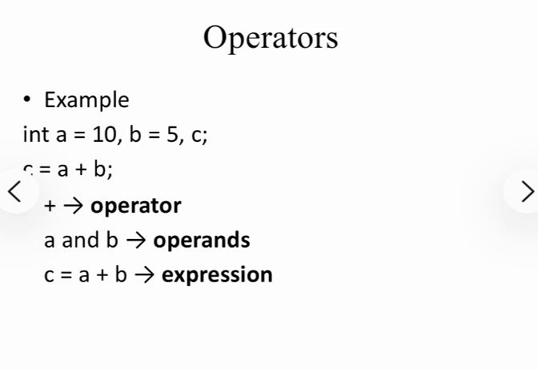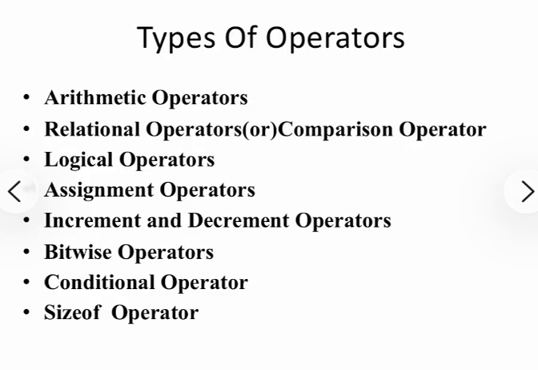In c is equal to a plus b, plus refers to the operator, and a and b refer to the operands. c is equal to a plus b is the full expression. That means the operator and operands together give an expression.